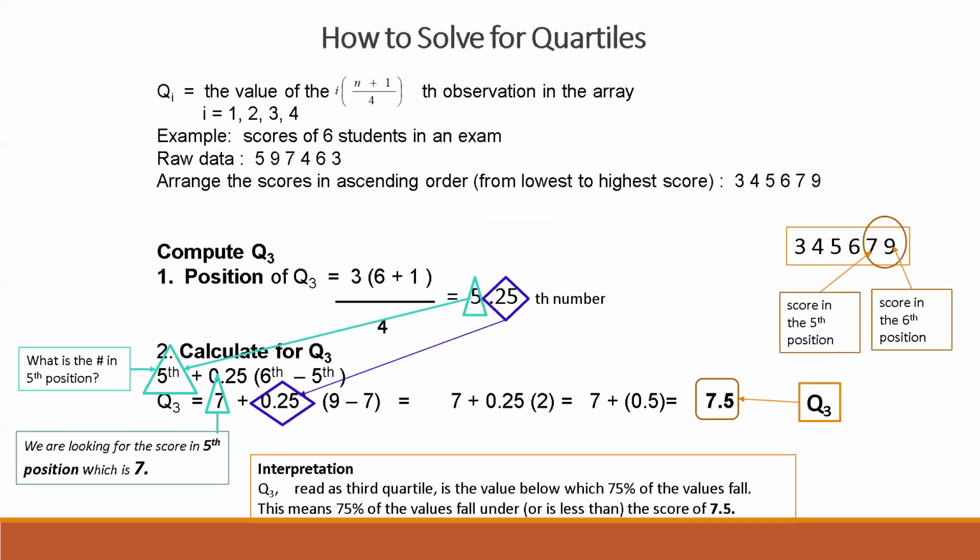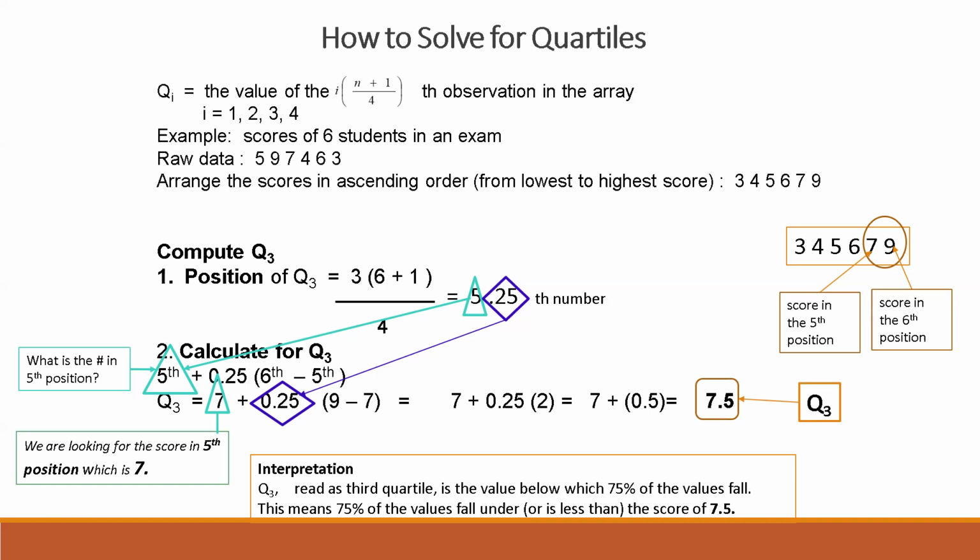Third quartile is equal to 7. 7 is the score in the 5th position. You add 7 to 0.25, which is multiplied to the difference of 9 and 7. Why 9 and 7? Because the 5.25th position is found between the scores 7 and 9.